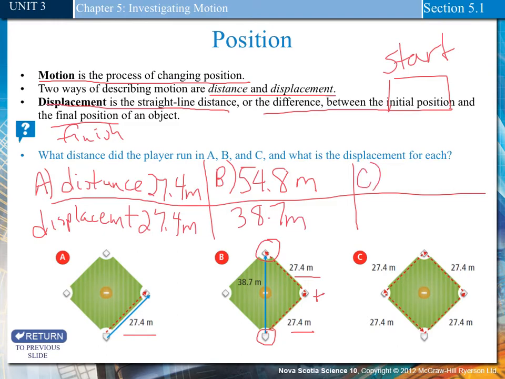Now if we're looking at C, we're going all the way around. I would add each one of these up for my distance. So my distance would be 109.6 meters. Whereas my displacement equals 0 meters, because my starting point is also my end point.